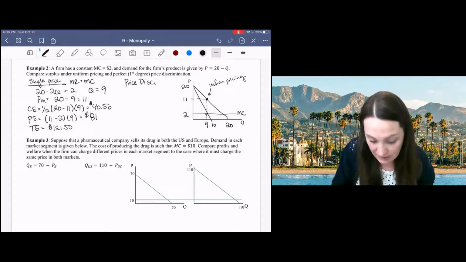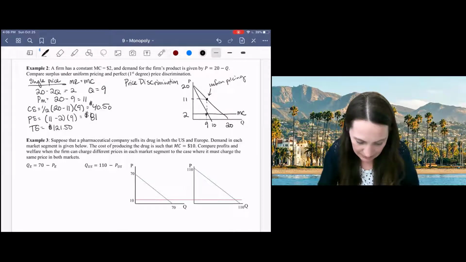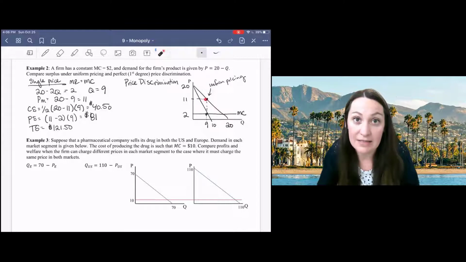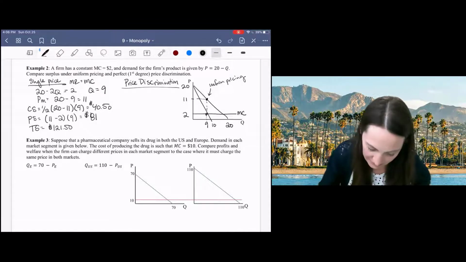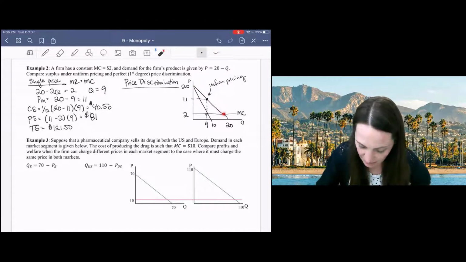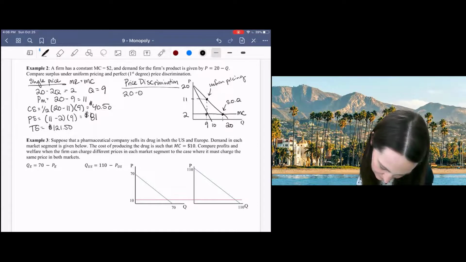With perfect price discrimination, the firm will be able to sell to a larger number of customers and earn more profit, since lowering the price for the lower willingness to pay customers does not require them to lower the price for the high willingness to pay customers. So here, the firm will continue to sell as long as they can charge a higher price than marginal cost, getting us to the socially optimal quantity. In this case, that's 18.